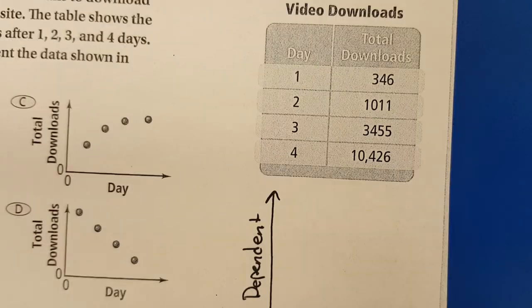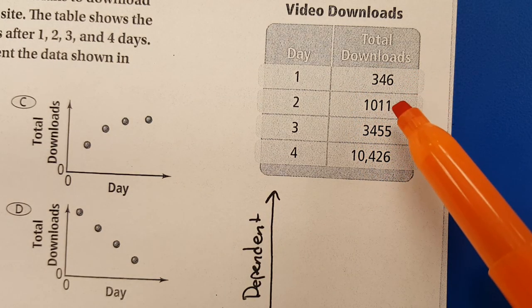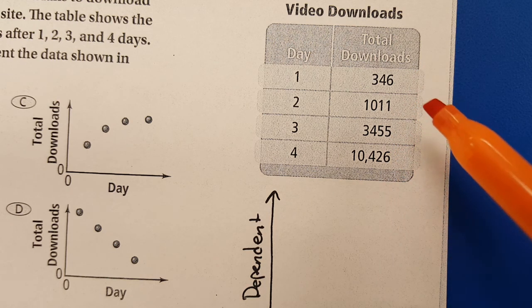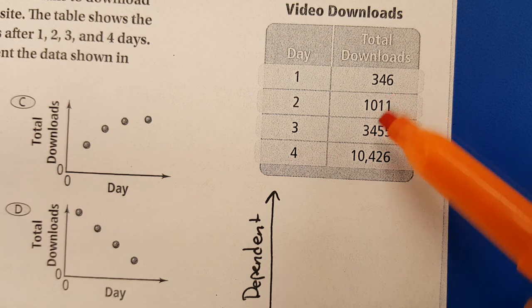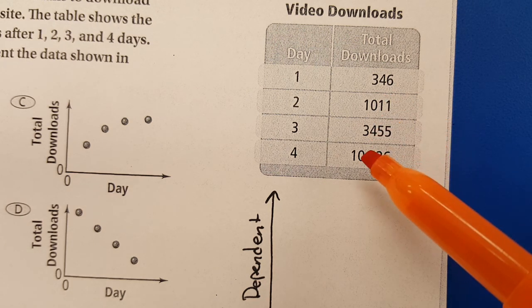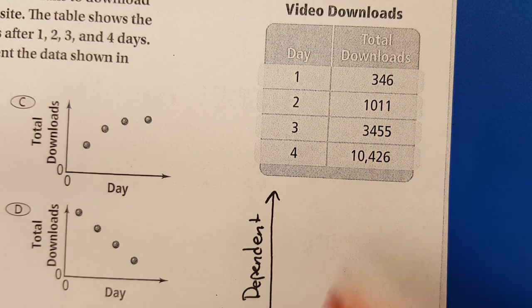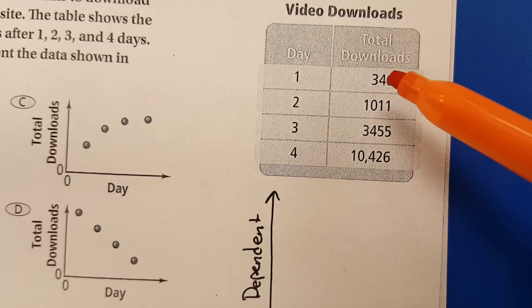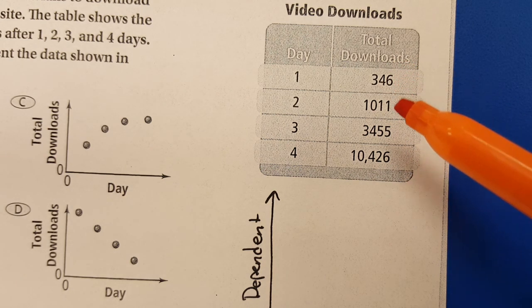So let's take a look at the data. Day 1, they had 346 downloads. Ooh, it looks like it increases by a lot. It went from 300 and some to 1,000, then from 1,000 to 3,000, then from 3,000 to 10,000. So it started off kind of slow, then by the 4th day, wow, that's increasing really fast. Since it's increasing faster each time, I don't think this is going to be a straight line. I think it's going to start off kind of slow and then speed up.